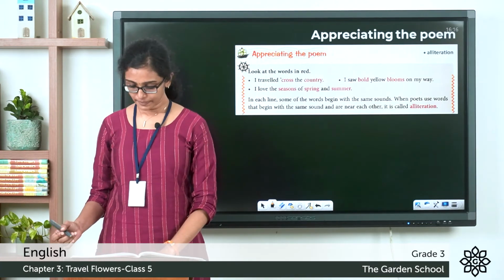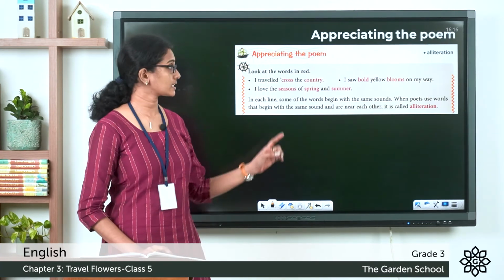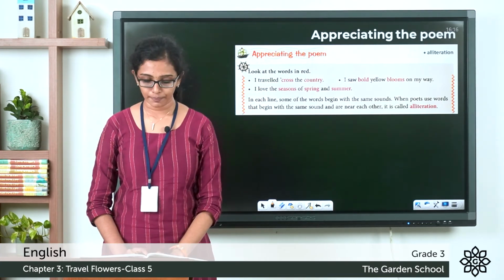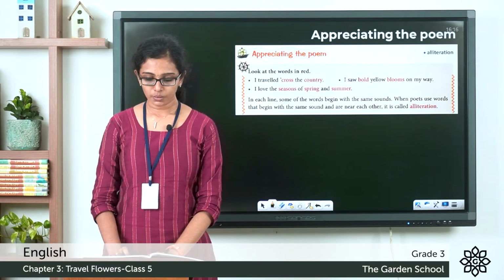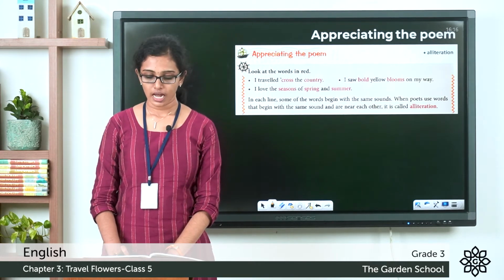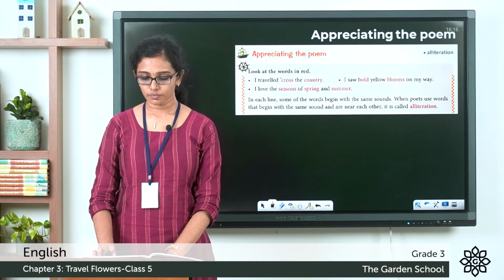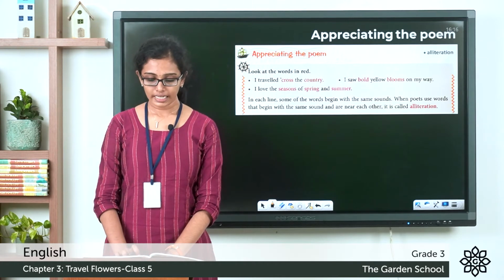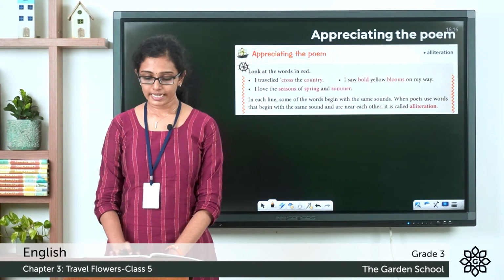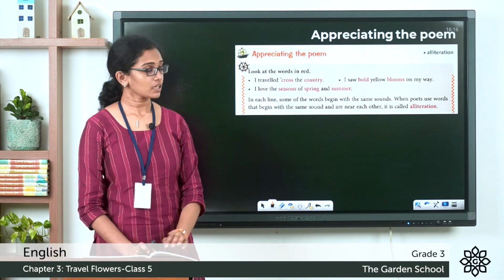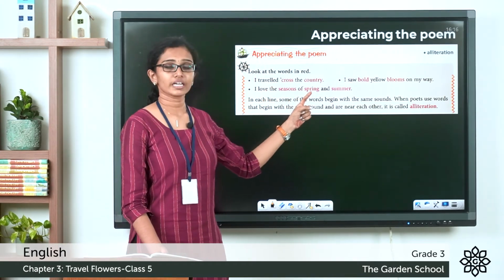Now, in page number 47, you can see this heading, appreciating the poem. Please look into your textbook now. Look at the words in red. I traveled across the country. I saw bold yellow blooms on my way. I love the seasons of spring and summer. You see these lines taken from the poem, and you can see some of the words are given in red here.